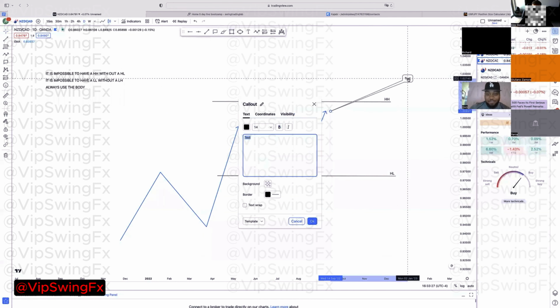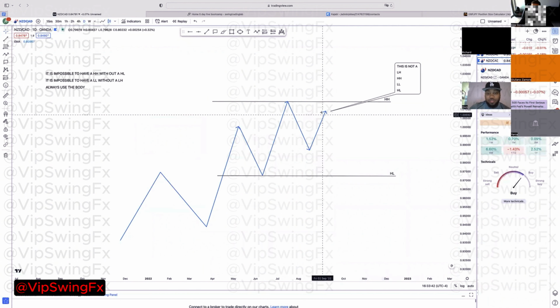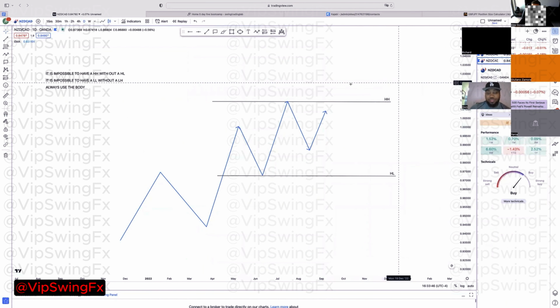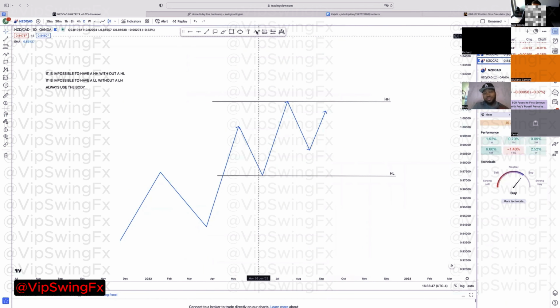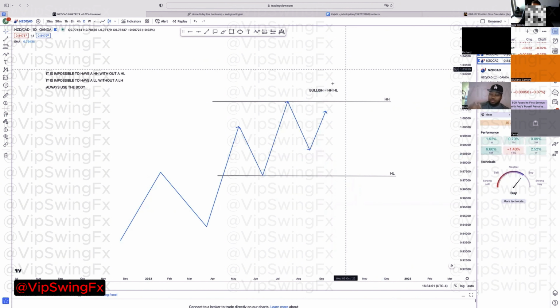So this point right here is not a lower high, higher high, lower low, higher low, none of that stuff. This is simply nothing. Remember, I told you guys, the moment we break above or under, that is when we change the structure. As of right now, this market structure is still bullish. Why? Because we have a higher high and a higher low.